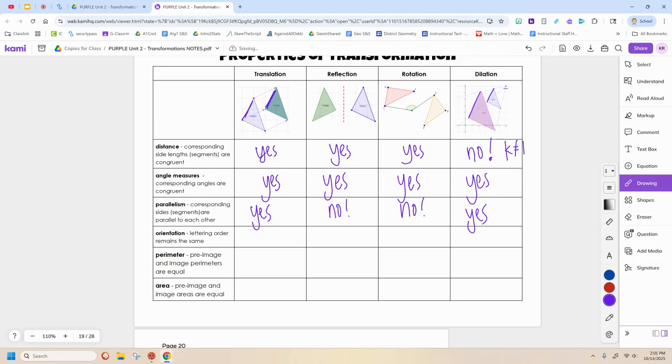All right, orientation. So that's the organization of the letters. And I'm just going to go to this one where we have reflection A.